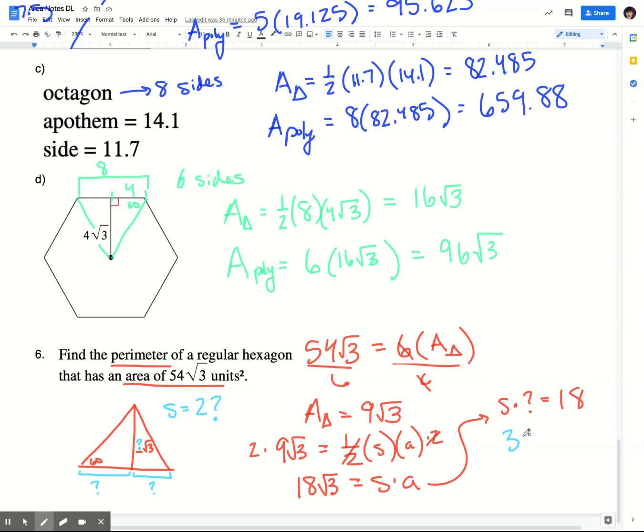So essentially what I have is 3 of my question marks, because I have 2 question marks here and 1 question mark here, equals 18. So that means my question mark length has to be 6. So we can go back and use that. Now I know my side length is 12. So that means my perimeter is 12 times 6, which is 72 units.